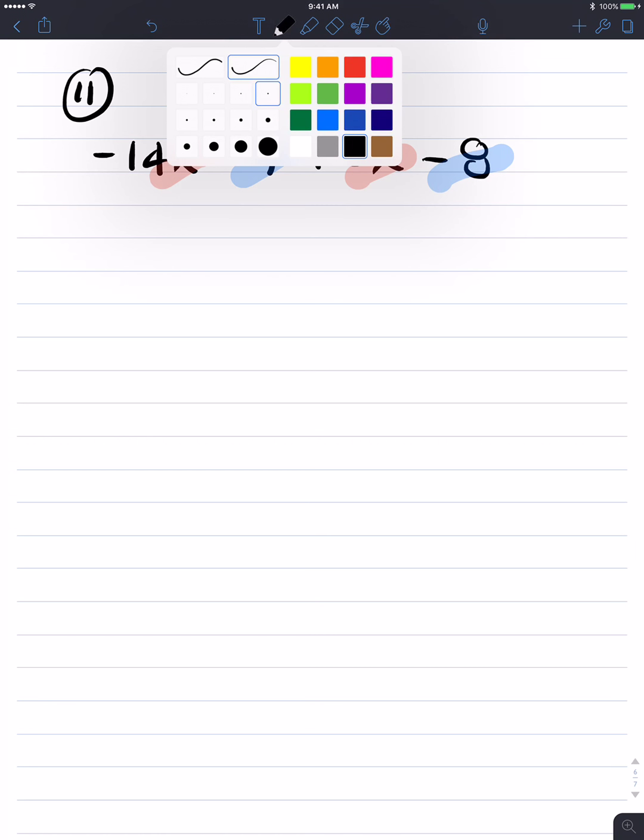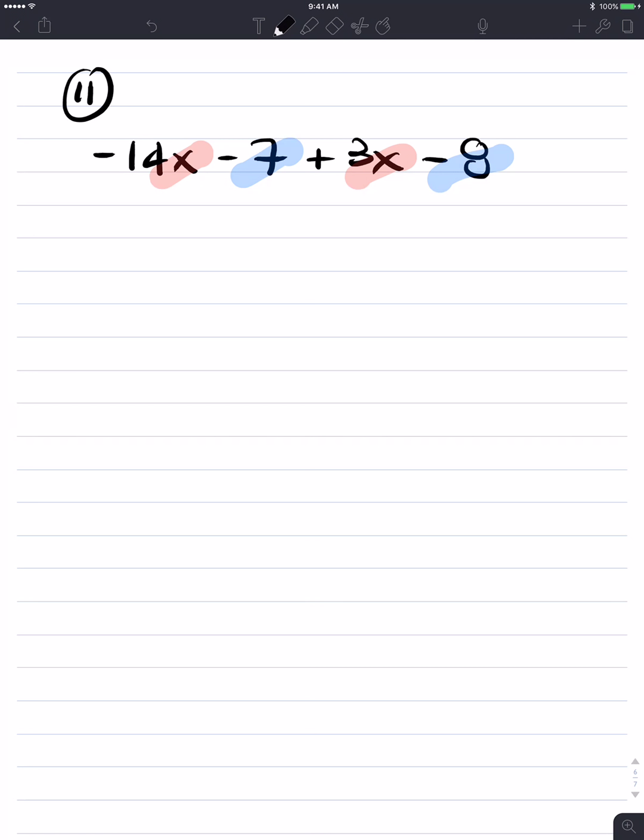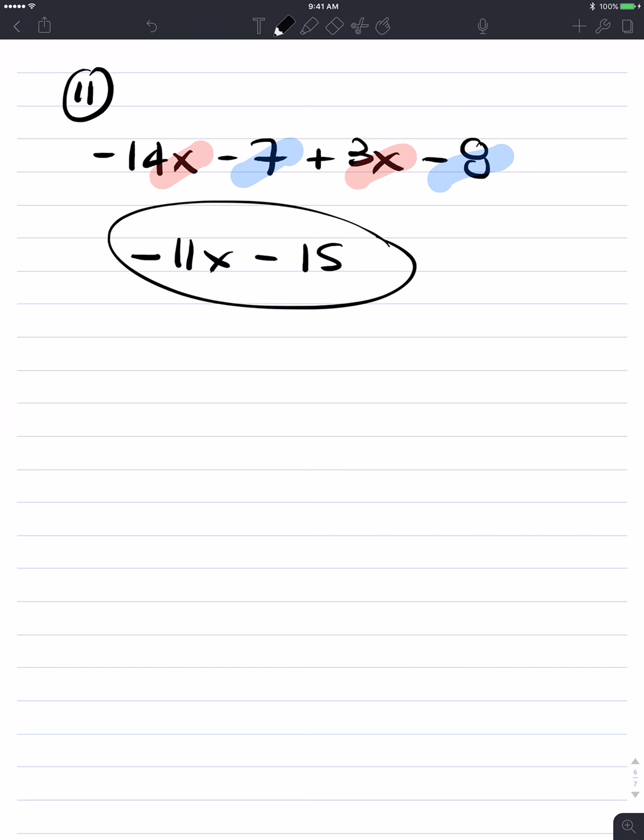Number 11, negative 14x minus 7 plus 3x minus 8. x terms, those are like. My number terms, these are like. So I'm going to combine or add negative 14x plus 3x, which gives me negative 11x. Negative 7 minus 8 is negative 15. We are done.